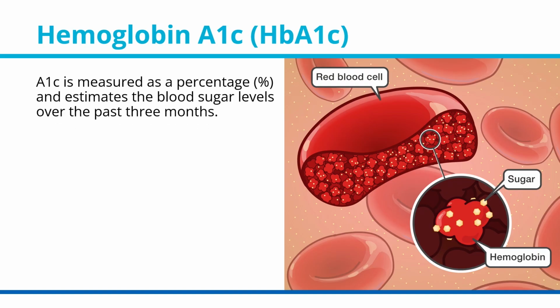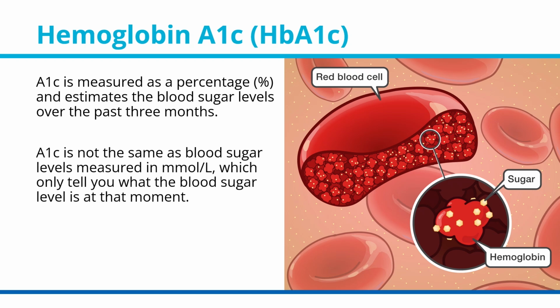A1C is measured as a percentage and estimates the blood sugar levels over the past 3 months. A1C is not the same as blood sugar levels measured in millimoles per liter, which only tell you what the blood sugar level is at that moment.